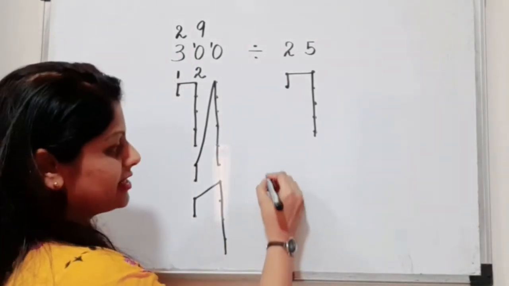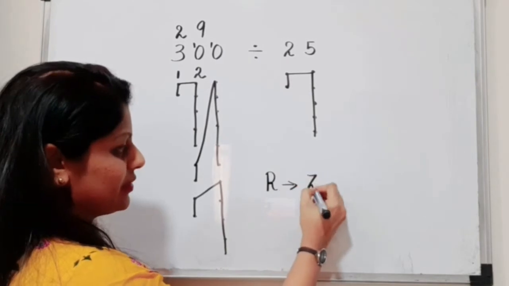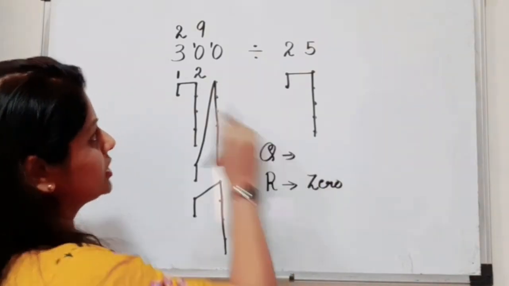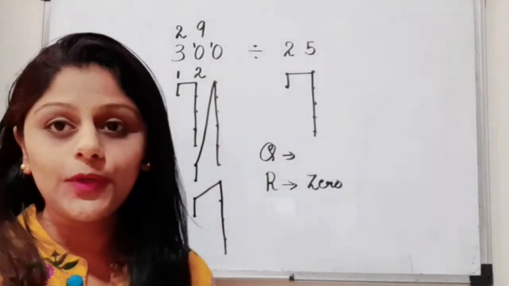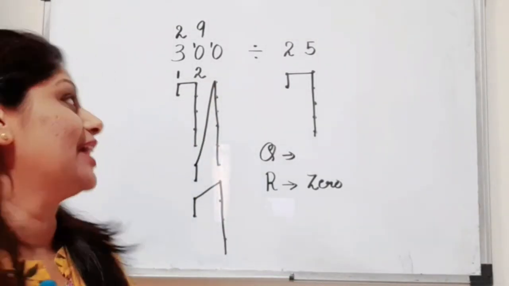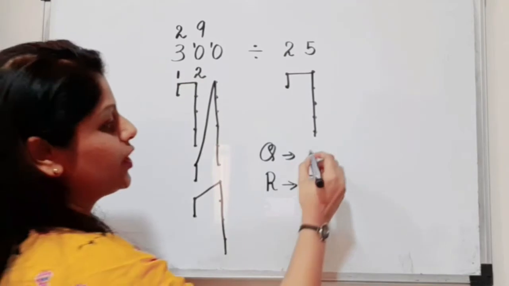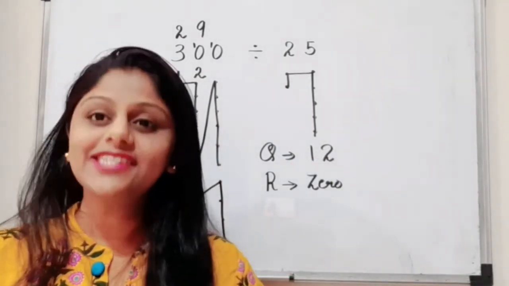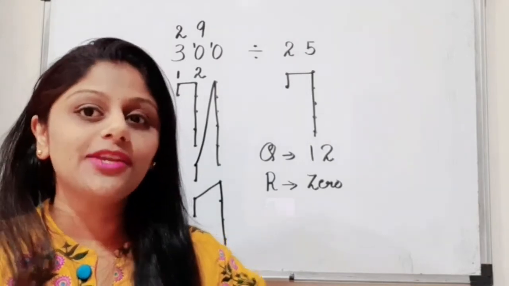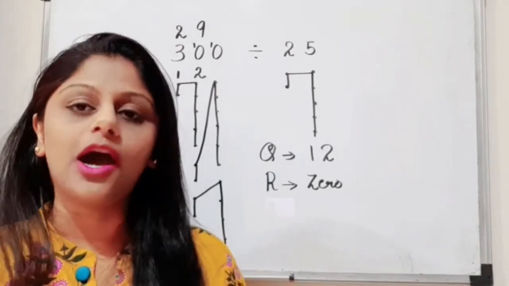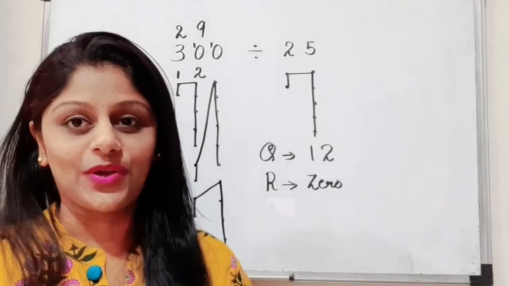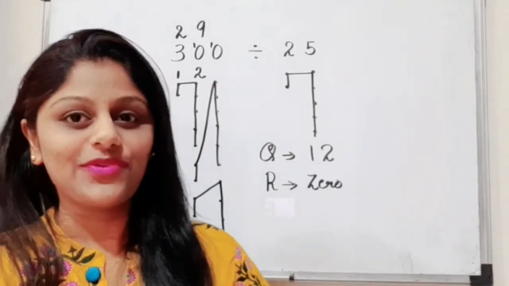Therefore, our remainder will be 0. And our quotient is the number of new beginnings we have for 25, therefore it is 1 and 2. So the quotient is 12 and the remainder is 0. We will see one more question with zeros, how to borrow numbers and how to draw lines joining the dots. So let's see the next question.